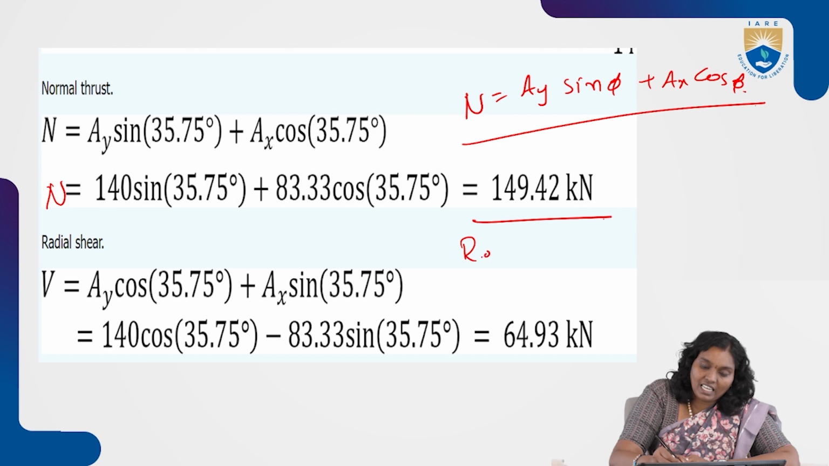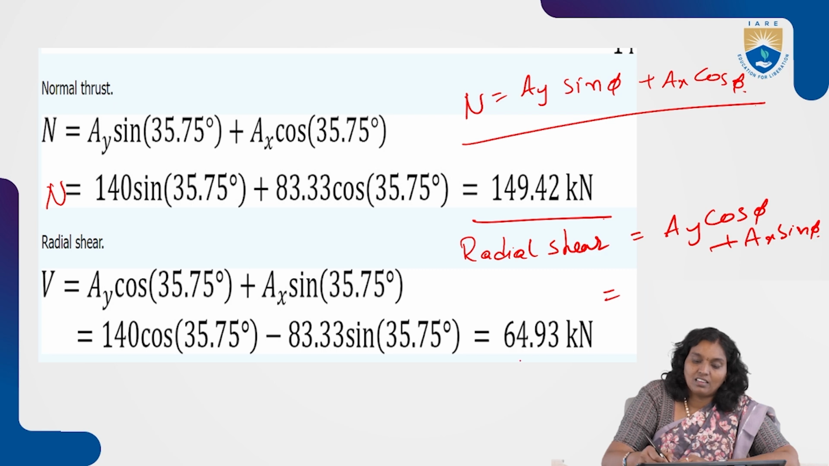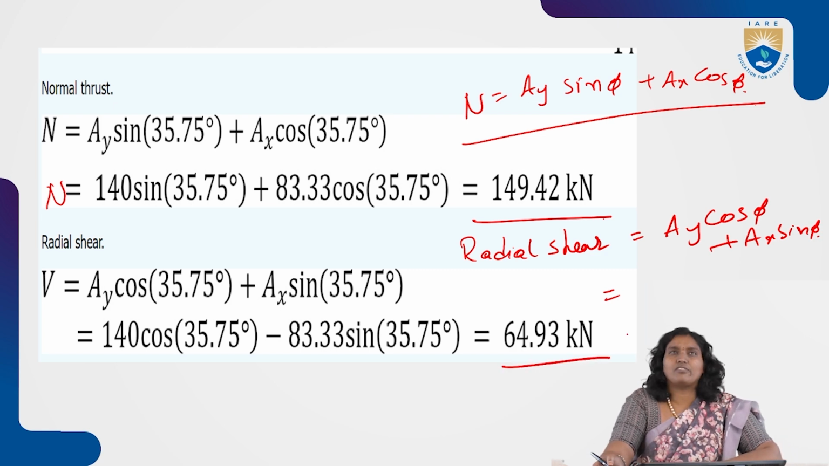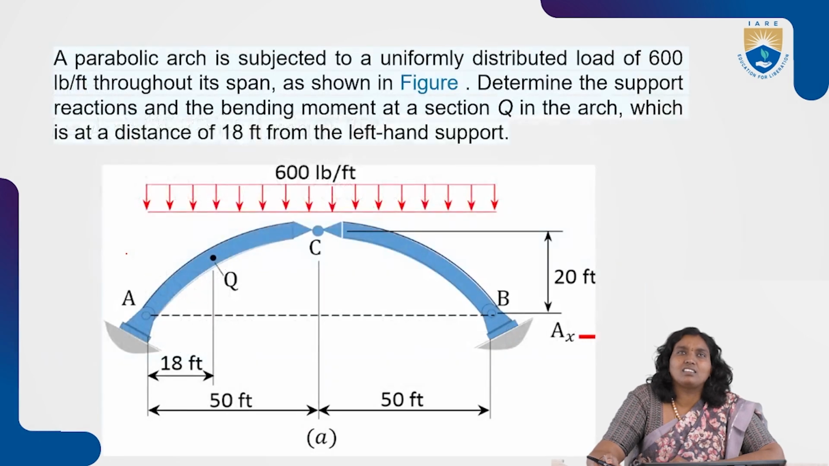And also for the radial shear we have the formula. Radial shear is equal to Ay cos phi plus Ax sin phi. Substitute the values. Finally we will get the radial shear value. Using the formulas we are finding the normal thrust as well as the radial shear.